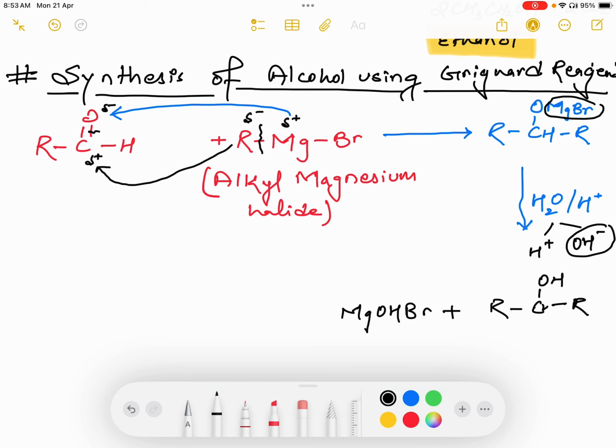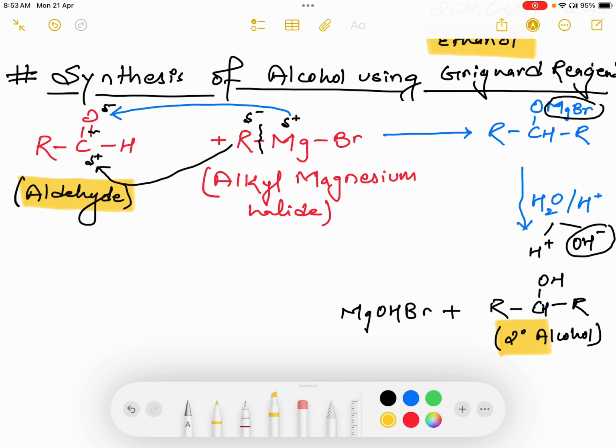So basically what I mean to say is your aldehyde is being transformed into 2-degree alcohol. So aldehyde gets transformed into 2-degree alcohol when it is being treated with Grignard reagent. So aldehyde got transformed into 2-degree alcohol.